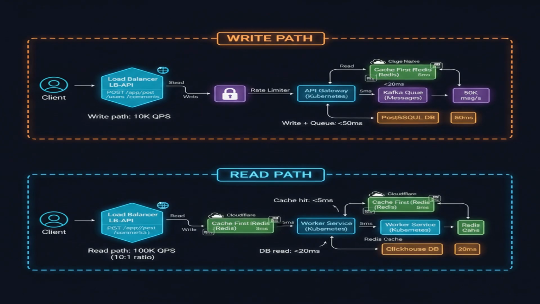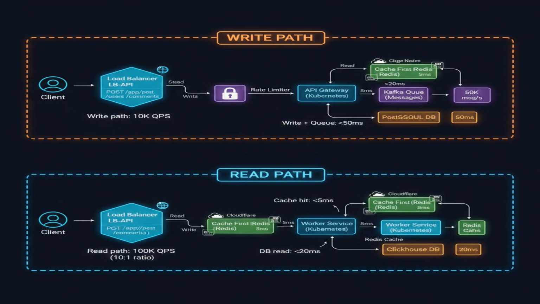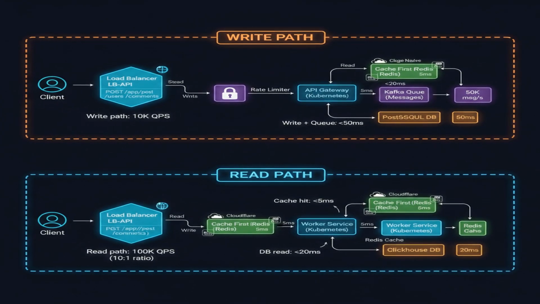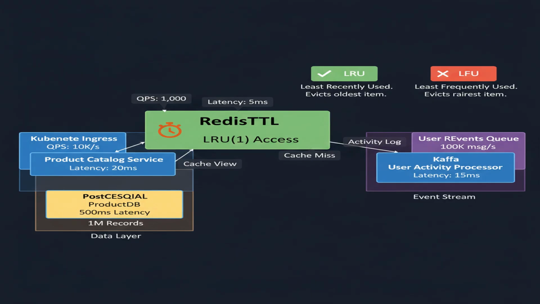Here's where most engineers make a critical mistake. They only consider the happy path. What happens when the database is updated? Let's dive deeper into core caching logic.